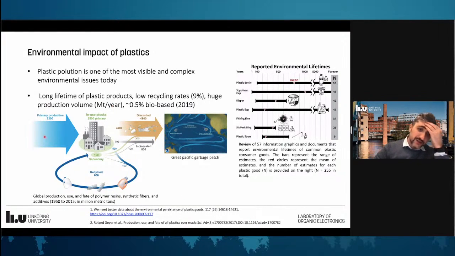So this traces the production of polymer resins, synthetic fibers, and everything from the 1950s to 2015. So we have produced quite a large amount of these polymers, and quite a lot of them are still in use in our everyday life. But unfortunately, most of them have been discarded in nature. Actually, this is about half of them. And this resulted, of course, in a lot of plastic pollution.